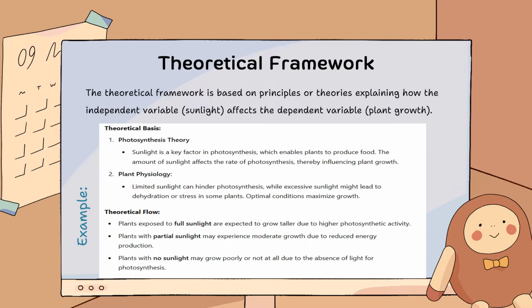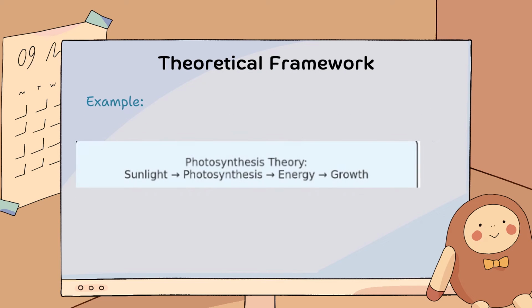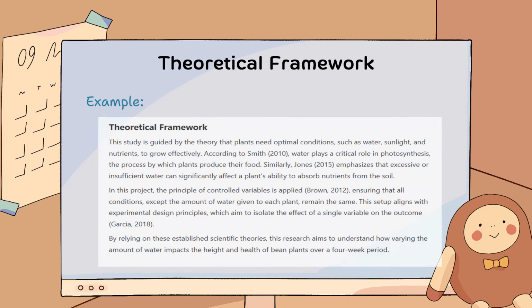Under the research design, include the theoretical framework. The theoretical framework is based on principles or theories that explain how the independent variable, sunlight, affects the dependent variable, plant growth. You can show or illustrate your theoretical framework based on your study like this. You can read the example of how you will write your theoretical framework based on your study.